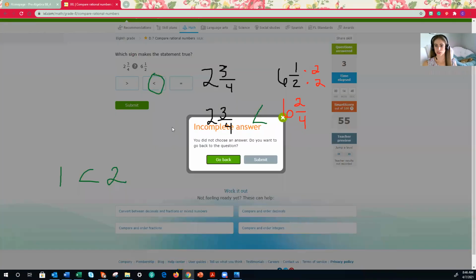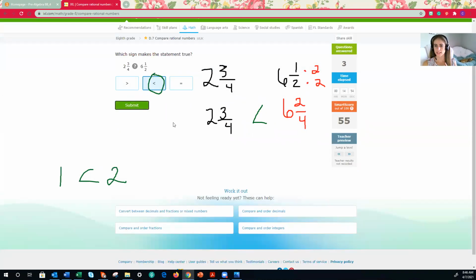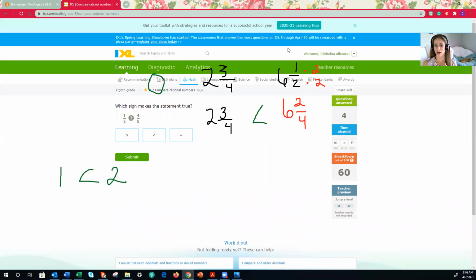All right, let's make sure it's correct. Oh, I forgot to actually click the button. Good thing IXL warned me. That was nice. All right, guys.